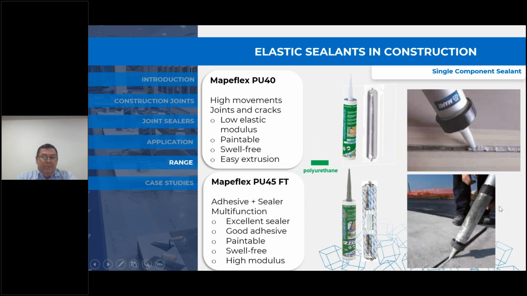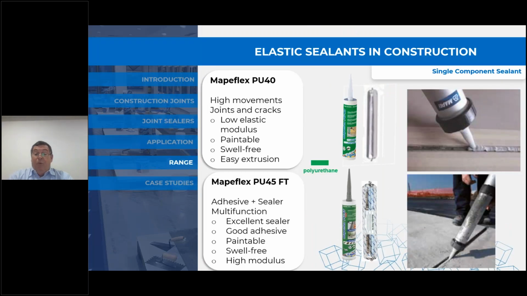We move from the silicones onto the polyurethanes, and these single component polyurethanes, Mapei PU40, it's a high movement joint and crack sealing material, low modulus, it's paintable, swell free, there's no bubbles, and it's easy to extrude.